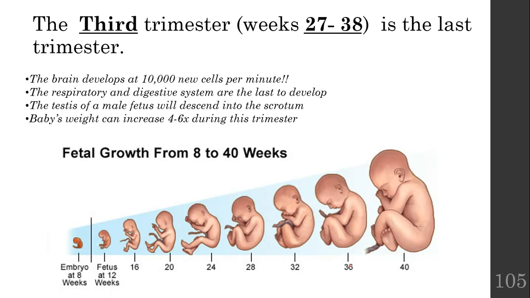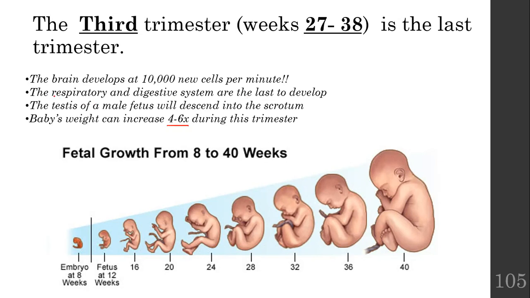At this point, development is pretty rapid in some areas, and the fetus is putting on a lot of weight. In fact, a baby's weight can increase 4 to 6 times during this trimester. The testes of the male fetus at this point should descend into the scrotum. Respiratory and digestive systems are the last to develop.